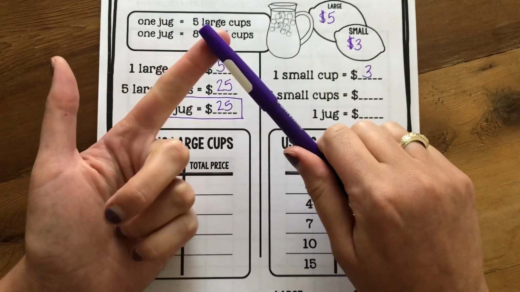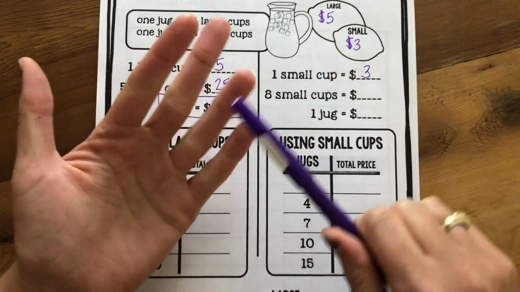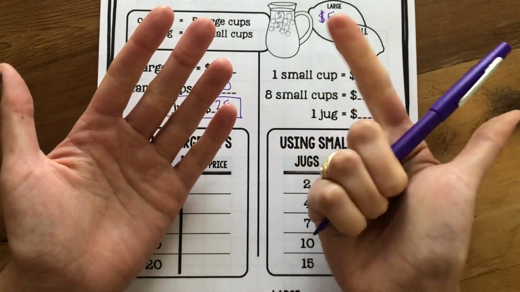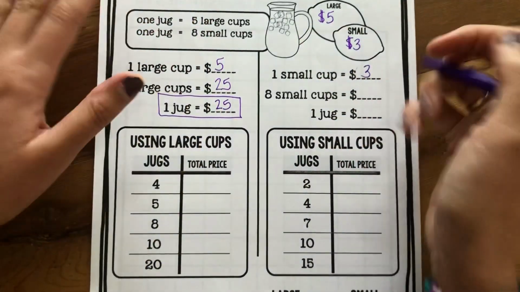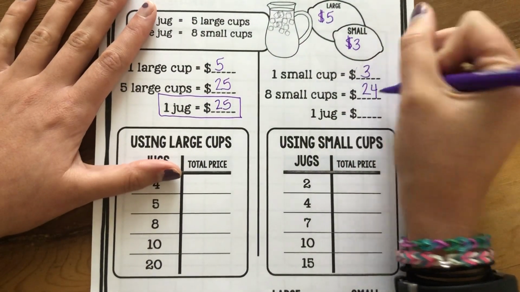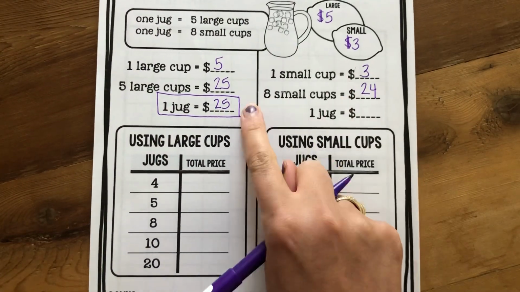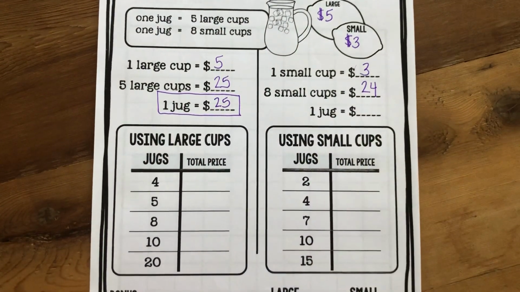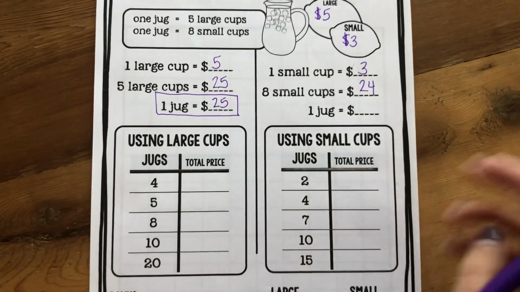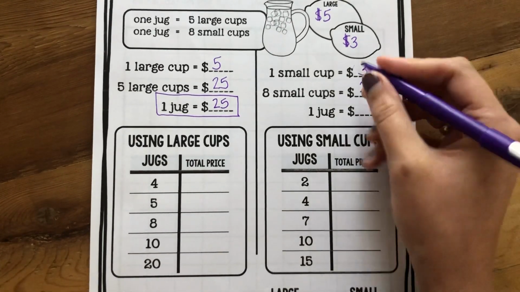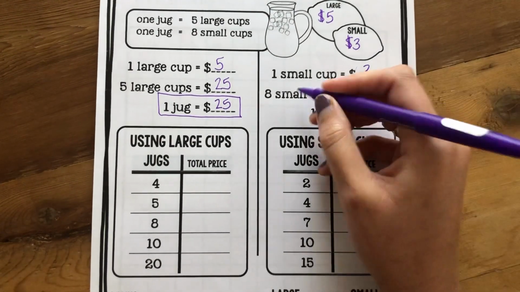So 3, 6, 9, 12, 15, 18, 21, 24. $24 for eight small cups, because eight groups of $3 makes $24. Okay, so if eight small cups equals $24, that means one jug of small cups equals $24.